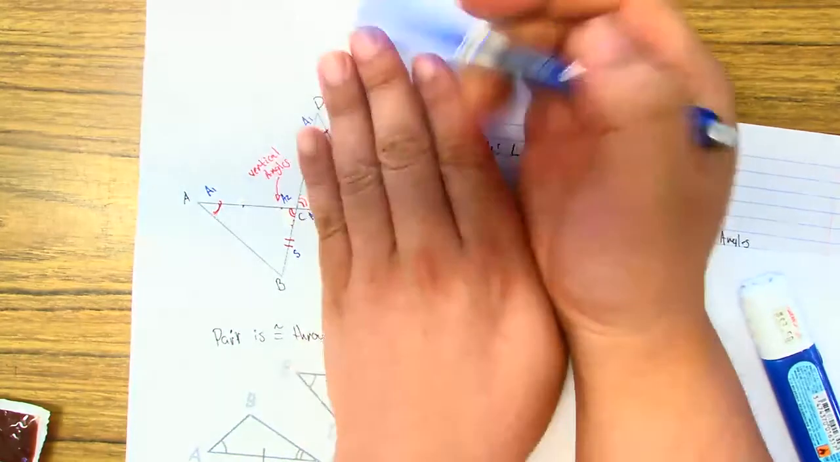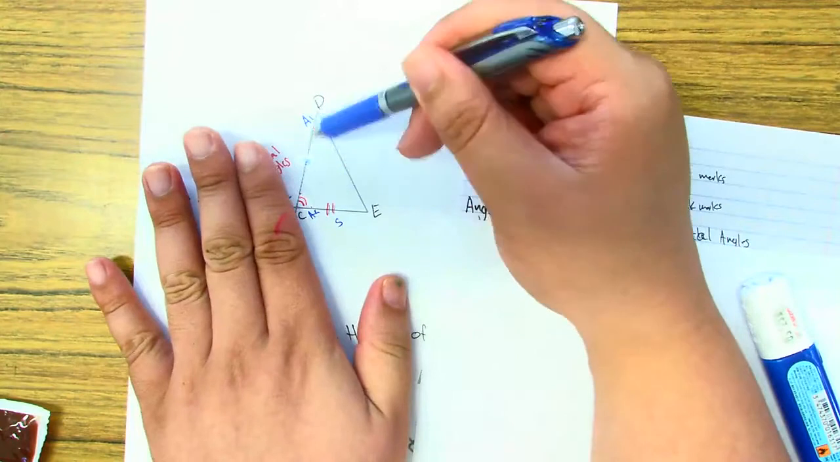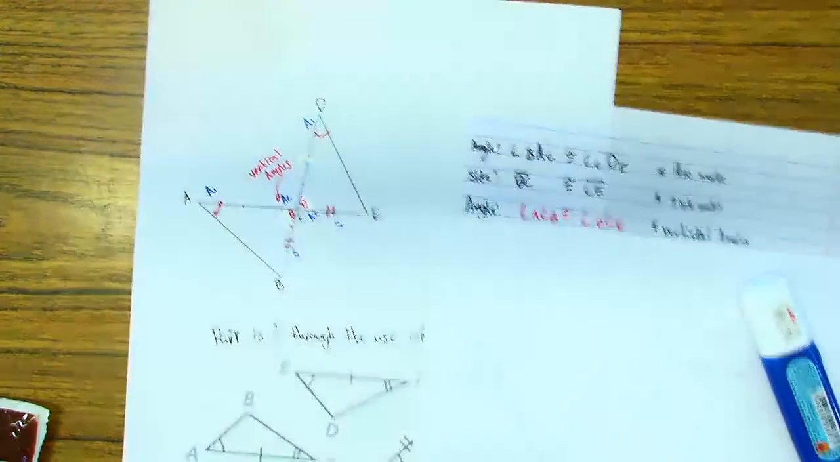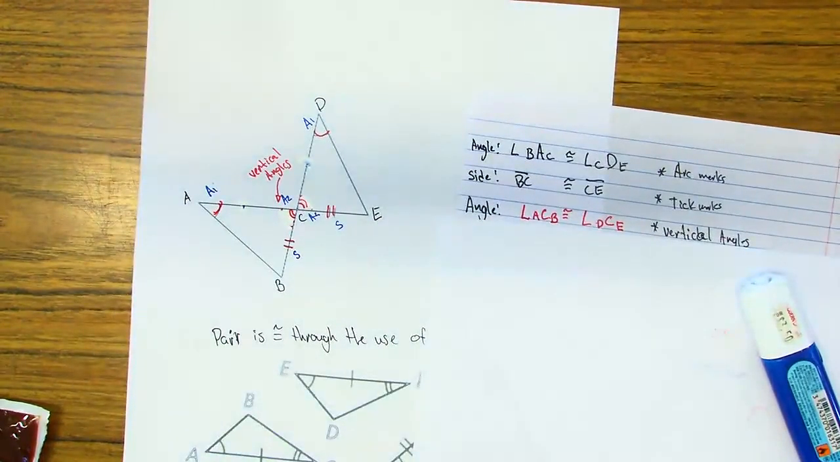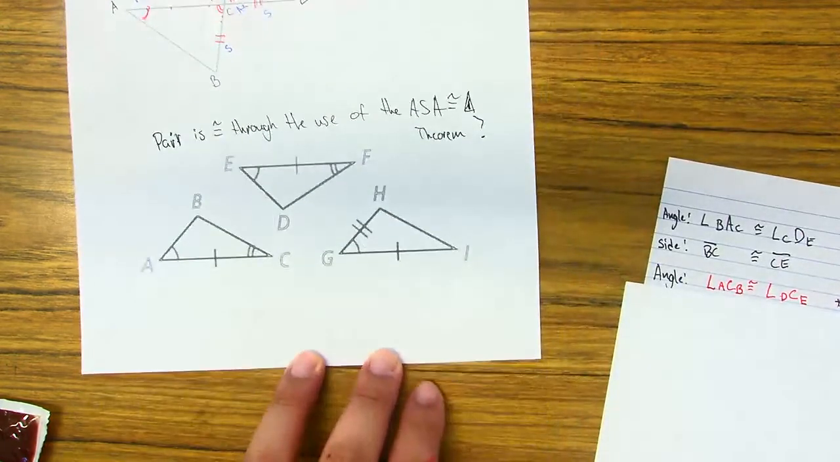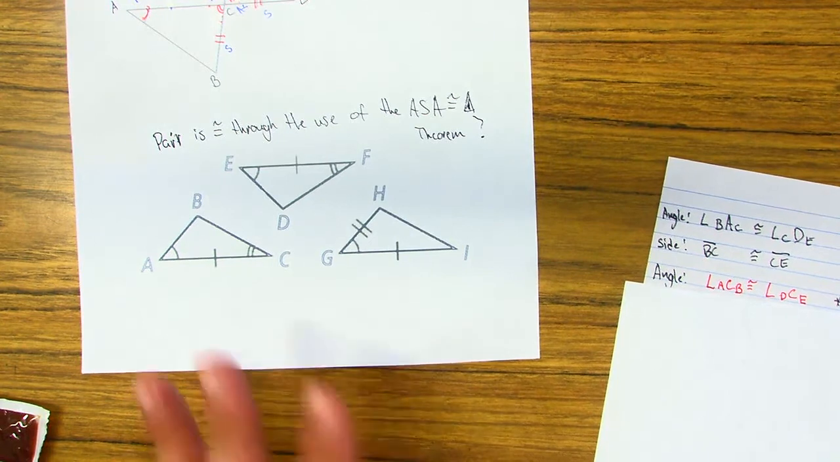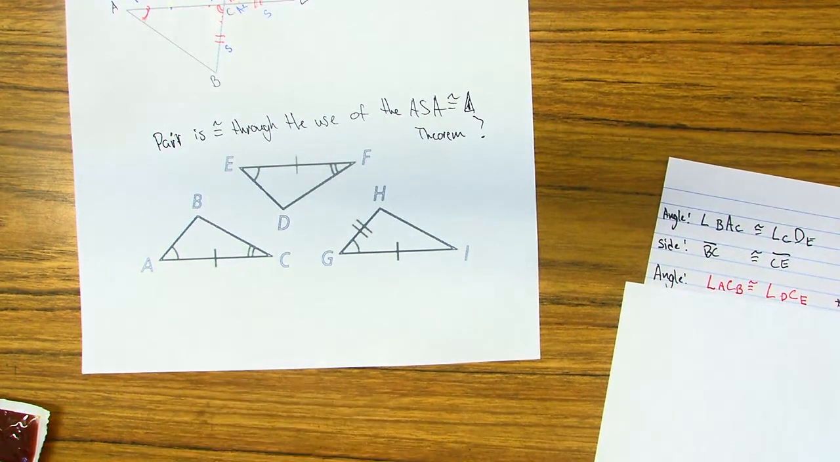So here, angle side, angle side. Okay. So I hope that was helpful. Let's stop the response and let's move on to the next one. Here it is kind of different than the last question. Here you have to choose which pair is congruent through the use of the angle side angle congruent triangle theorem. So you have to choose between the two and choose which out of them are congruent.